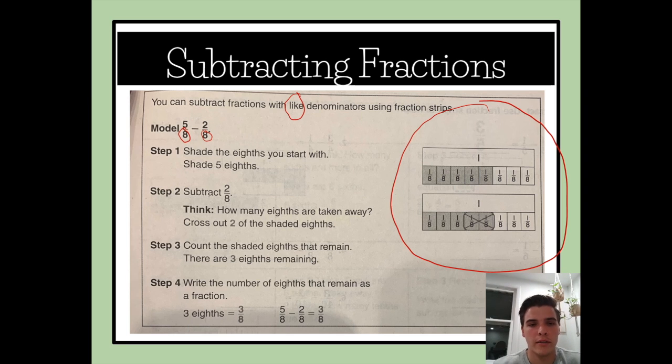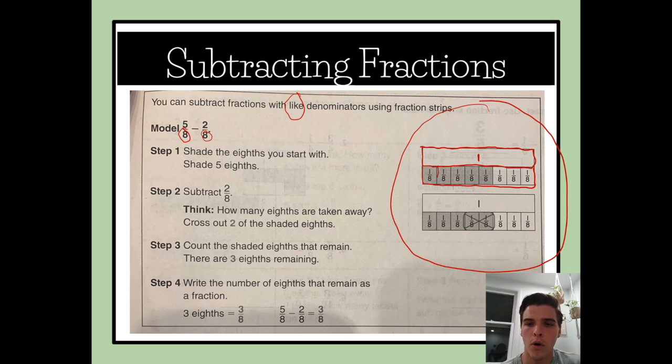All right, so step 1, it says shade the eighths you start with, shade 5/8. Really, step 1 for you is going to be drawing these boxes. So you're going to draw this top box first, and you're going to put a 1 in it because this represents one whole. Then you're going to draw a box underneath, and you're going to split that box into 8 equal pieces by drawing 7 lines.